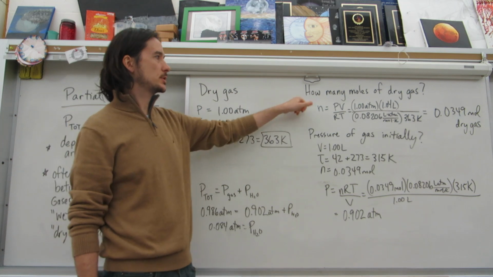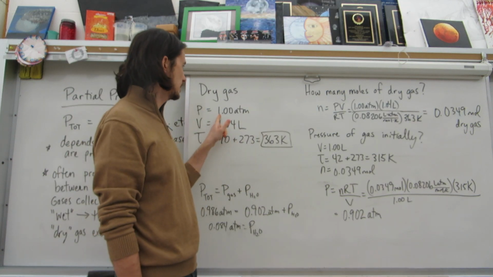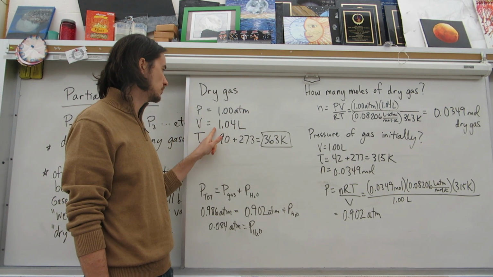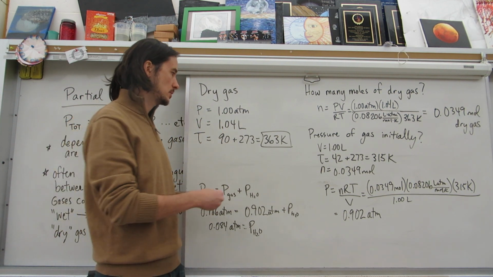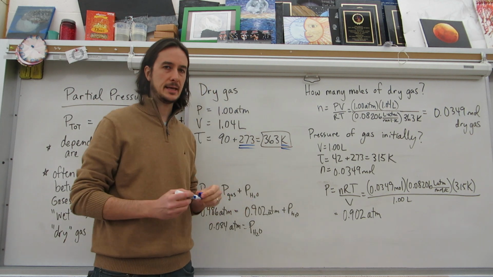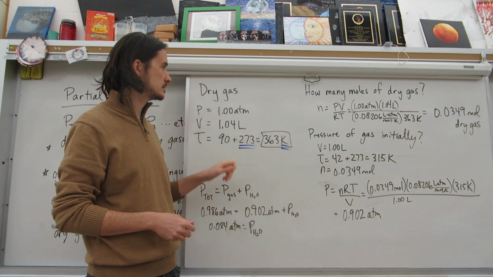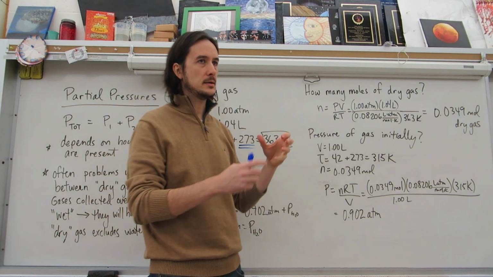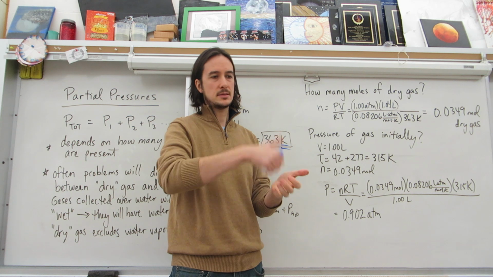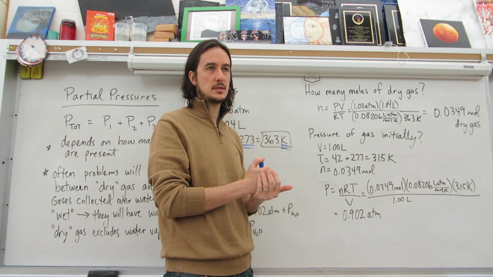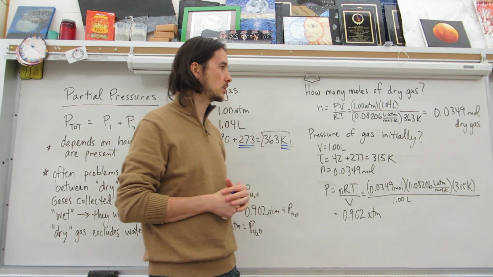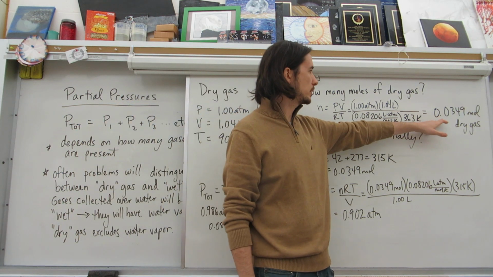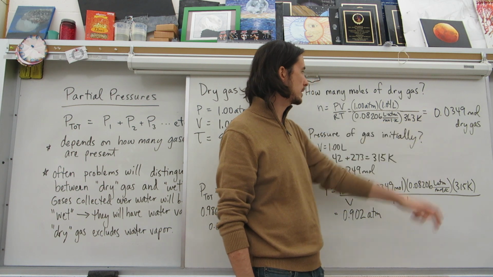Alright, so the first question that I wanted to answer: here's the information on the dry gas. Pressure is 1 atmosphere, the volume, and the temperature. Remember, you need Kelvin any time you're dealing with gases. So I want to know how many moles of dry gas I have. If I know the number of moles of dry gas, that's the same number of moles as before when the water was there. So I do PV equals nRT and solve, and we get 0.039 moles of dry gas.